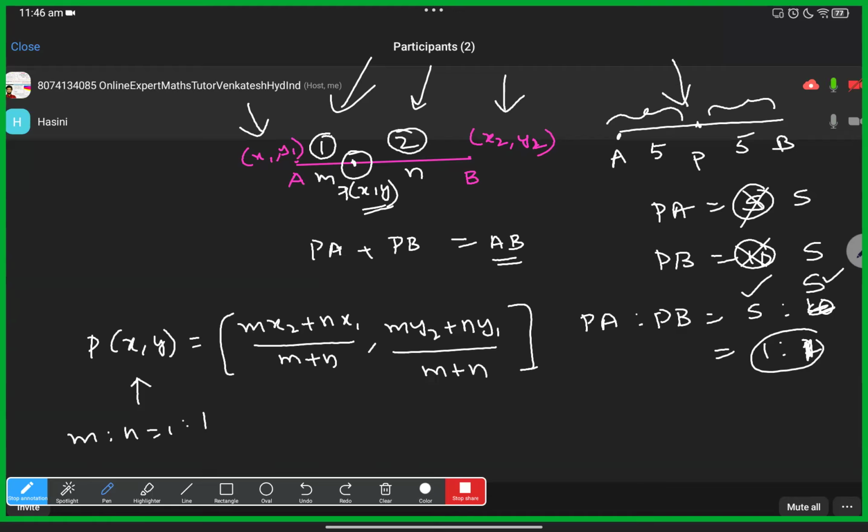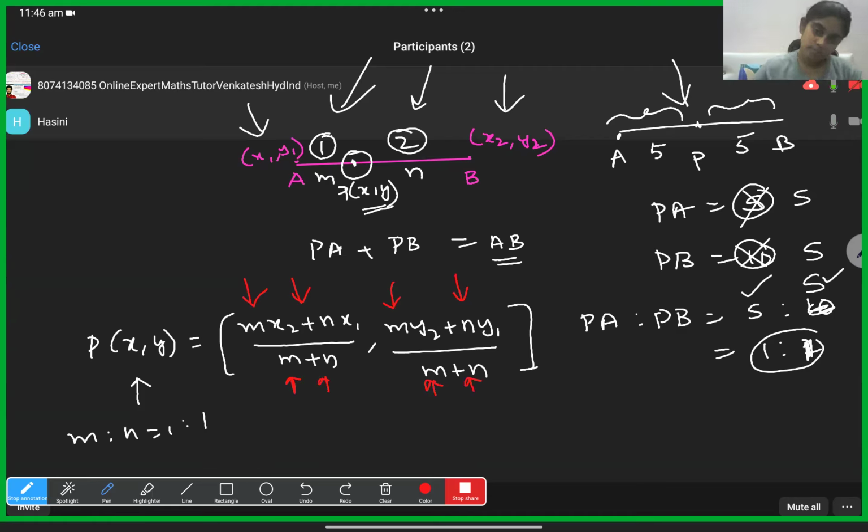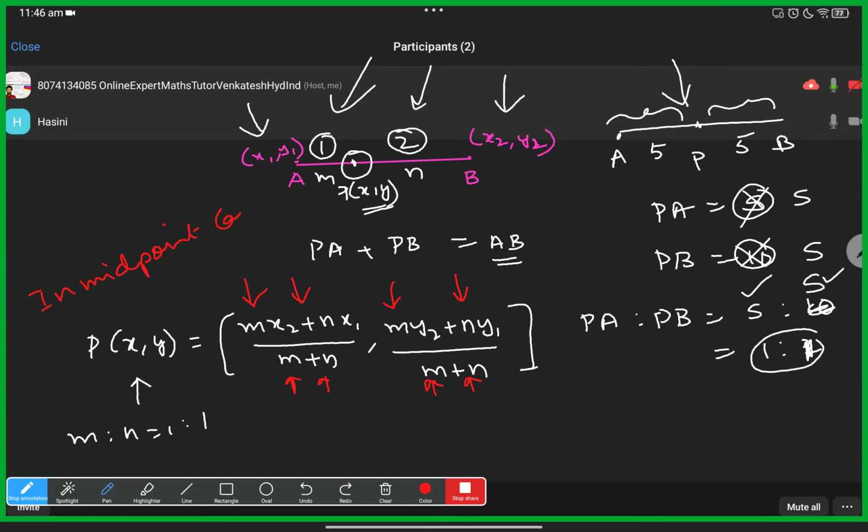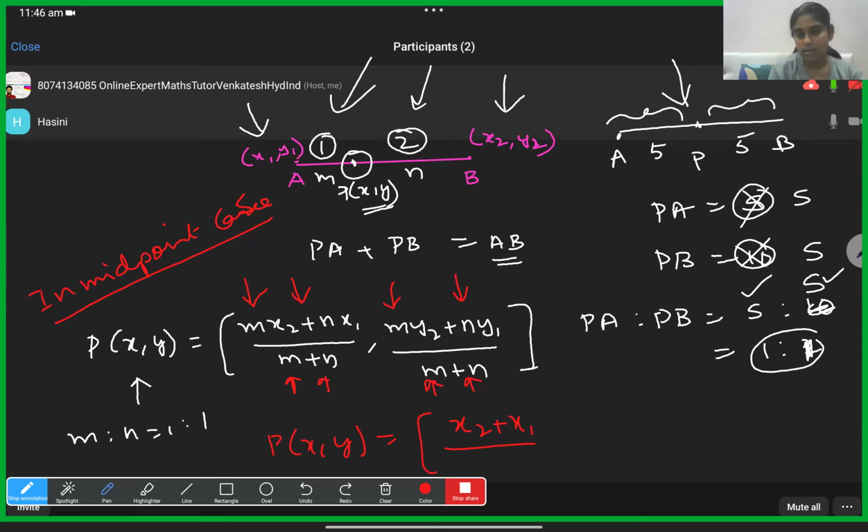So now we'll keep this 1 and 1 in this formula in the place of m and n. Just keep the 1 and 1 in the place of m and n, in the midpoint case. If P is a midpoint, then Px comma y, what will it become? If I keep 1 there, 1x2 plus 1x1, it is nothing but x2 plus x1, because 1 multiplied with anything is the same. Yes or no?